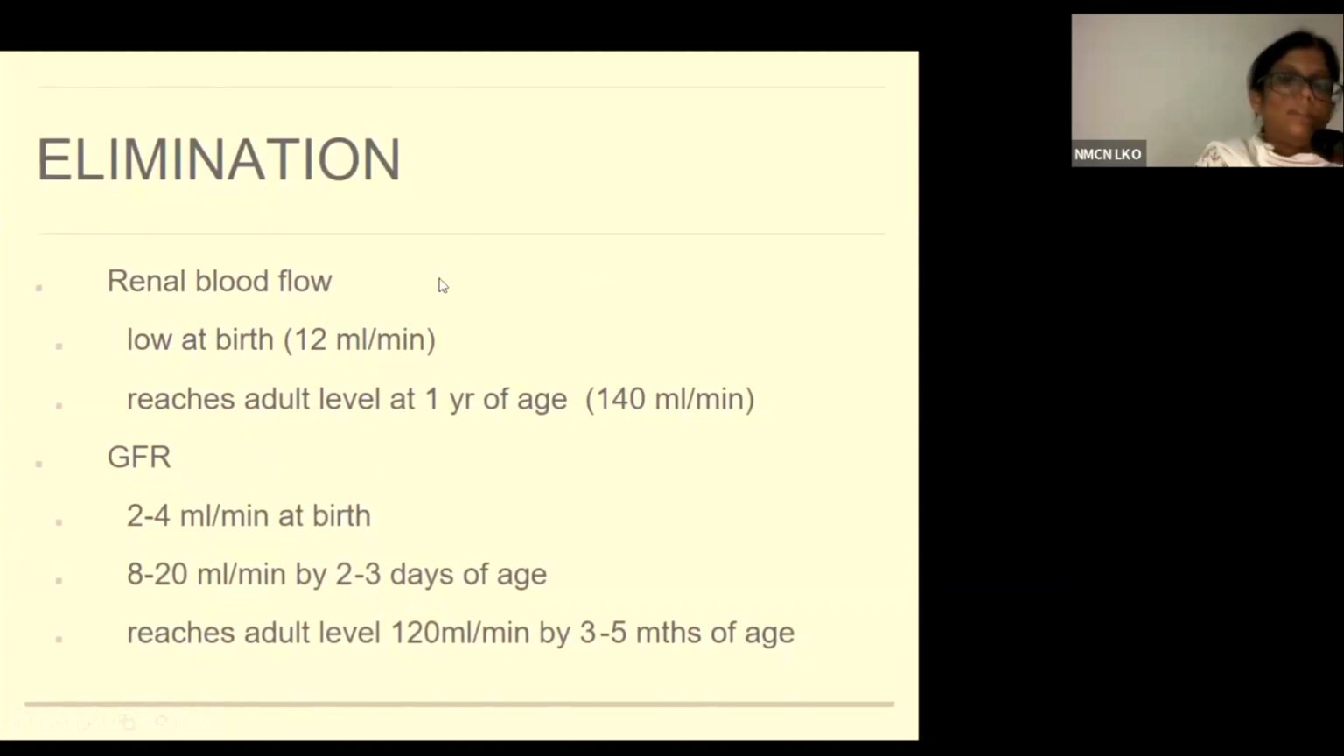So we know that the renal blood flow is low at birth, at around 12 ml per minute, and it reaches the adult level by 1 year of age. Similarly, the GFR is around 2 to 4 ml per minute at birth, and it increases to 8 to 20 by 2 to 3 days and reaches the adult level of 120 ml per minute by 3 to 5 months of age.